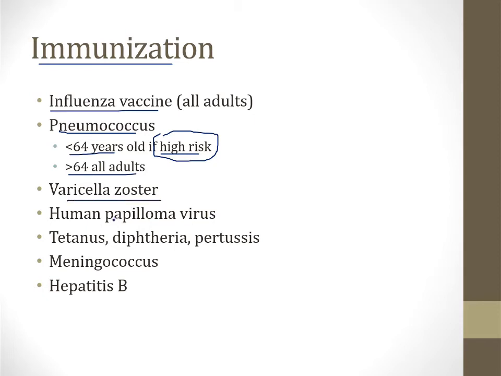Sexually active patients should be immunized for HPV. Adults require a booster for tetanus, diphtheria, and pertussis. These immunizations are often administered to children, but adults often need another booster as they get older. The meningococcus vaccine is recommended especially for people college age living in dormitories. And finally, there is a vaccine for hepatitis B as well.